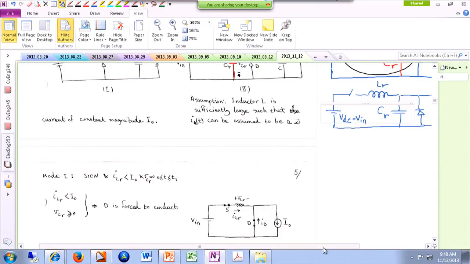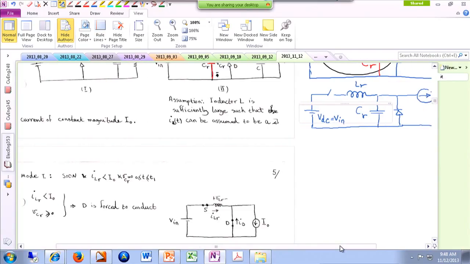Unlike the previous converters, like the buck converter operating under continuous conduction mode, where we only had two modes, switch on and diode off, diode on and switch off, now we have four modes. As it turns out, those two classic modes overlap with each other a little bit. So we have a time that, for instance, both the switch and the diode are on. That's actually like an extra mode. So we are going to look at them.